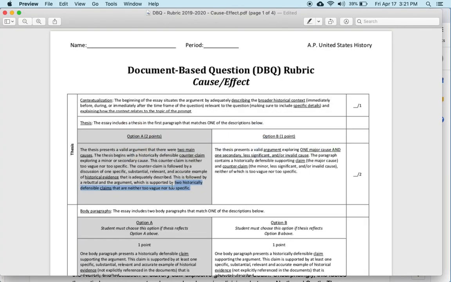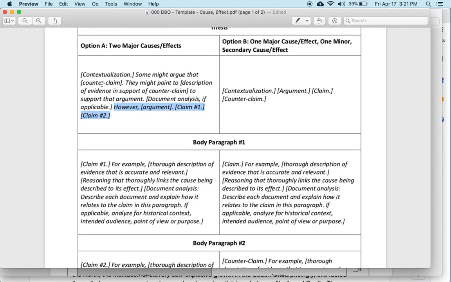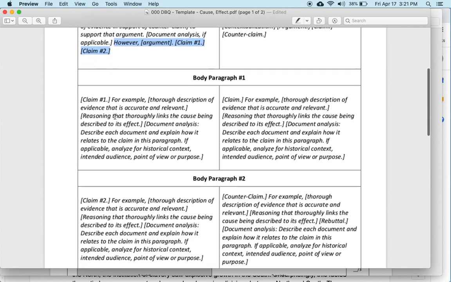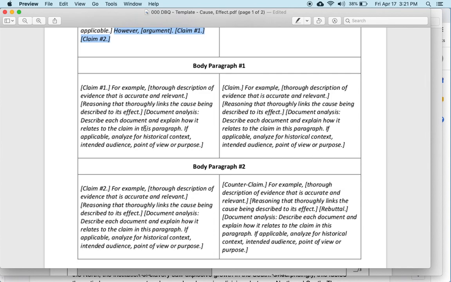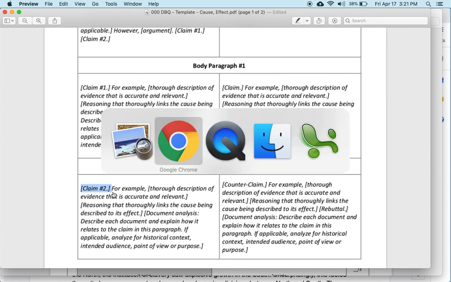So I've gotten my points for my thesis. I have written my contextualization, a counterclaim. I included a couple documents in the thesis because this is a document-based question. And now I have accomplished the task of stating what my own argument is and what two categories or claims I'm going to explore in body paragraphs. Notice how in my two body paragraphs, which is what I suggest you write, I focus on one claim a piece. Let's have a look.